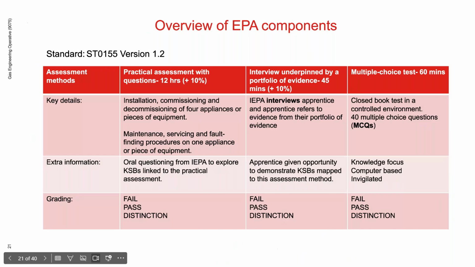So just an overview of the EPA components here. So we've got the assessment methods. So we've got practical assessment with questions, which are 12 hours plus 10%. So the key details: installation, commissioning, decommissioning of 4 appliances or pieces of equipment, maintenance, service and fault finding procedures of 1 appliance or 1 piece of equipment.